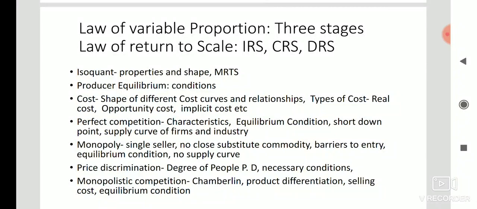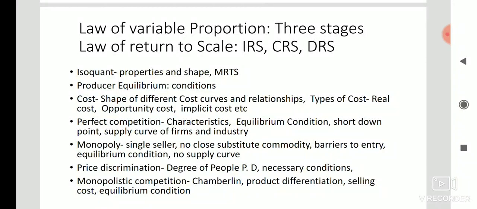The law of variable proportion is applicable in case of the short run or short run production function. Law of return to scale is related to the long run production function. In the short run production function, some factors are fixed while some factors are variable, and in case of the long run production function, all factors become variable factors of production. So return to scale refers to the change in output as all factors change by a given proportion. And there are also three types of return to scale.